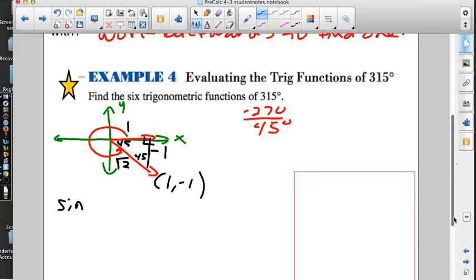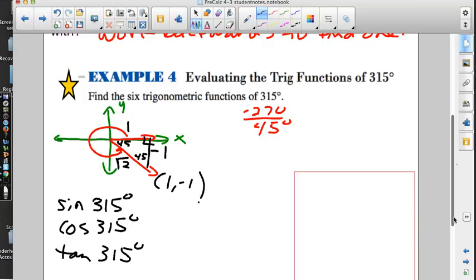So sine of 315 degrees, cosine of 315 degrees, tangent of 315 degrees. Notice we don't use theta anymore because we know what we're supposed to evaluate. And then we'll do cosecant of 315, secant of 315, and cotangent of 315 degrees.